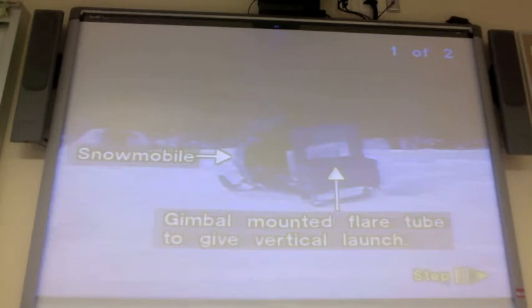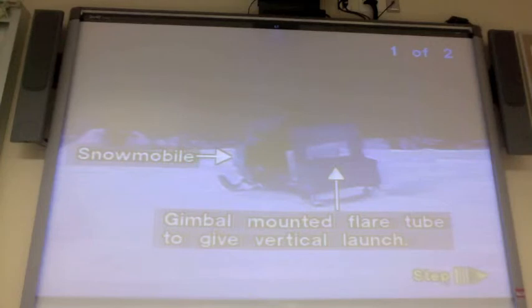So this is the snowmobile. This is similar to the plane, except now it's going to launch the flare vertically. So again, what should happen between the flare and the snowmobile? Well, the flare should be above it. Yeah, the flare is going to stay above it because what do you know about the horizontal velocities? They're the same, whereas the flare will also start to go up and then down.